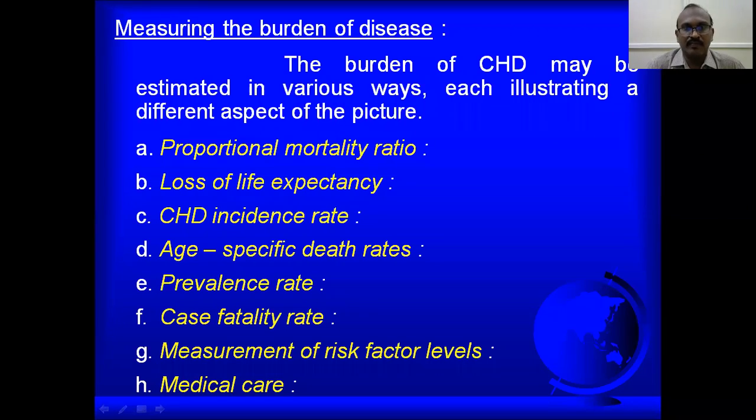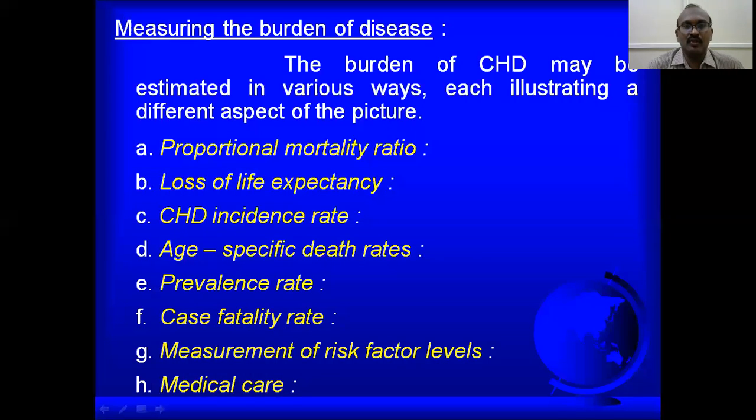CHD incidence rate. This is usually measured by the fatal and non-fatal rates of CHD. Though it is a crude indicator, it helps in understanding the incidence of CHD among the general population. Age-specific death rates are the true indicators of incidence of CHD, and they give an idea about the etiology of CHD that occurs in a particular age group.